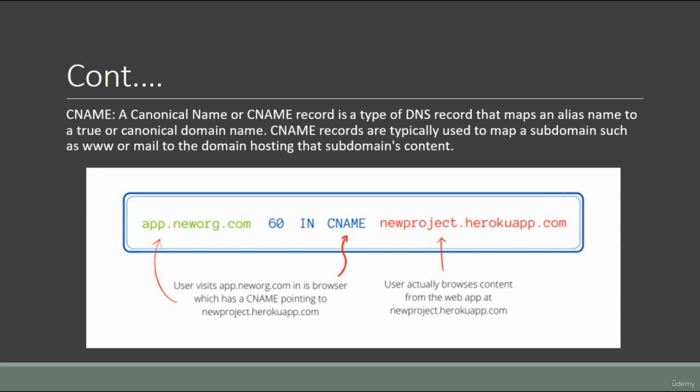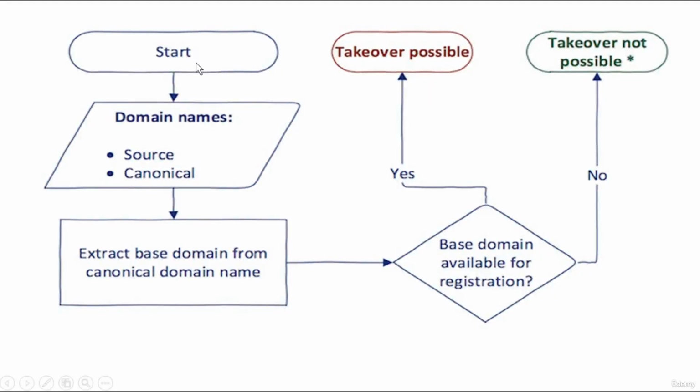Although there is not that much knowledge required for CNAME and canonical domain, as a concept I'm just telling you, so that if in future someone asks an interview question about what CNAME or a canonical domain is, you are able to answer those questions. So let me show you how it works. Let's say you are a user, and there are some domain names, the source and the canonical. The source here is the actual domain having some subdomain, and the canonical is where we are redirecting.